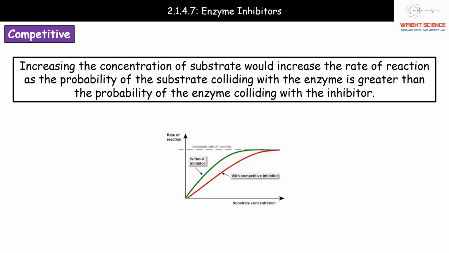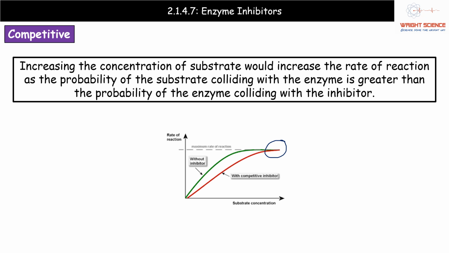If we look at the typical graph that we would get, we've got substrate concentration on our x-axis and rate of reaction on the y-axis. First of all, the green line, the one closer to the left, is our reaction without the inhibitor, so that's just our enzyme and our substrate together. When we add a competitive inhibitor, we get a reduction in the rate of reaction, because the red line is lower than the green one. However, at this end of the graph, there comes a point when they're both at the maximum rate of reaction.